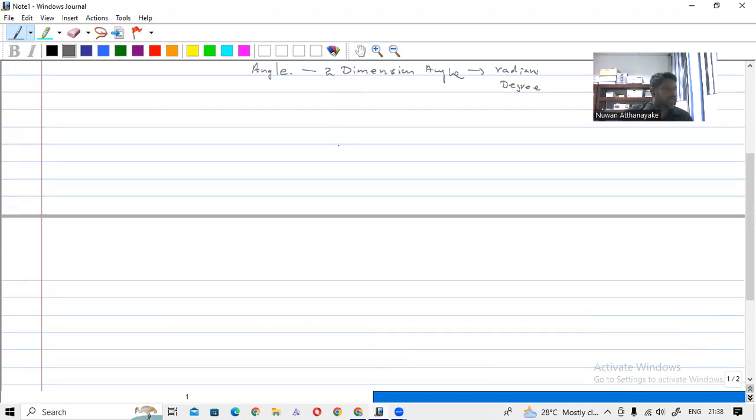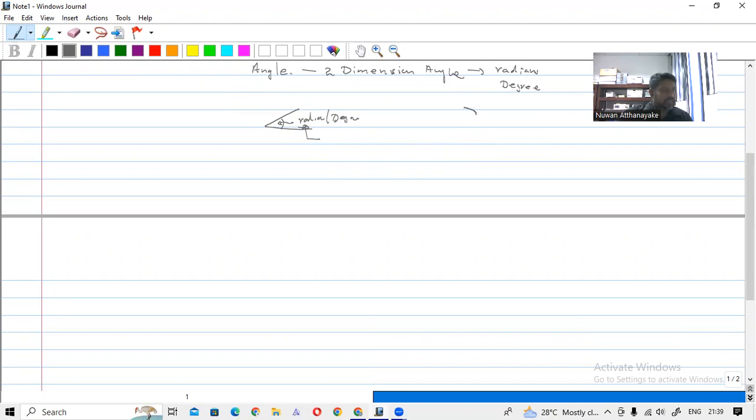For example, if you consider an angle like this, you know that this is two-dimension, no? So you can measure this angle using radians or degrees. Maybe I think you know the definition of the radians. So we define the radians like this.